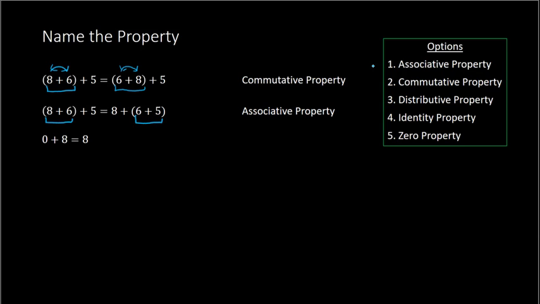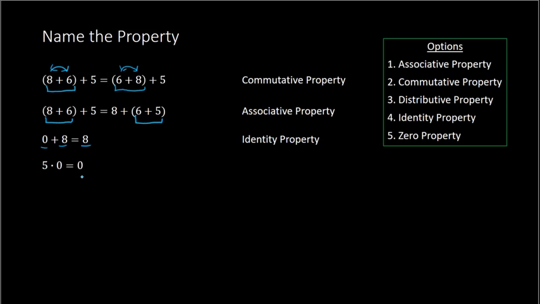Here's another example. 0 plus 8 equals 8. Okay, this one would be your identity property, because notice that we had an 8 and we're adding 0, which does not change the identity of the number. We still have 8 as our answer. So it does not change the identity when we add the number 0, so that is our identity property.